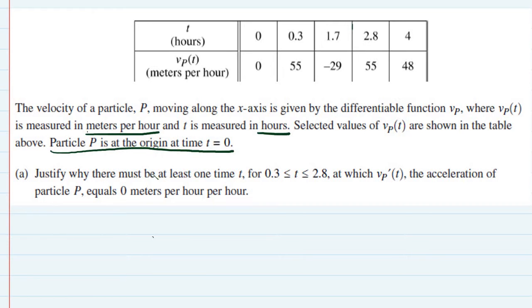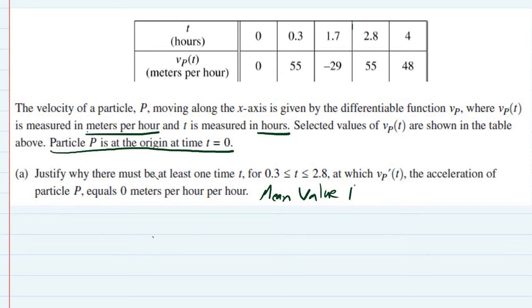We don't have a function for particle p's velocity, but we do have 5 instantaneous velocities at 5 selected points in time over the interval 0 to 4. And question A is asking us to justify why there must be at least one time t in the interval 0.3 to 2.8 hours at which v sub p prime of t, which is the acceleration of particle p, equals 0 meters per hour. This problem has all to do with the mean value theorem.